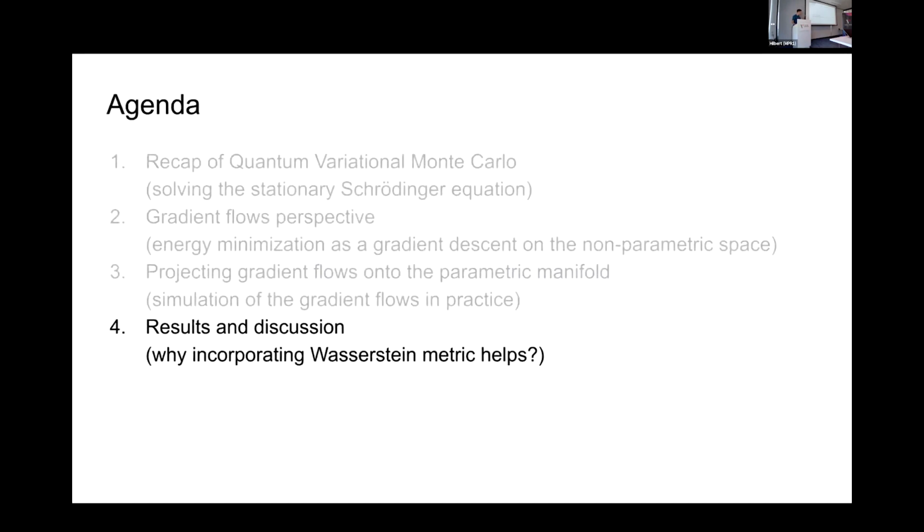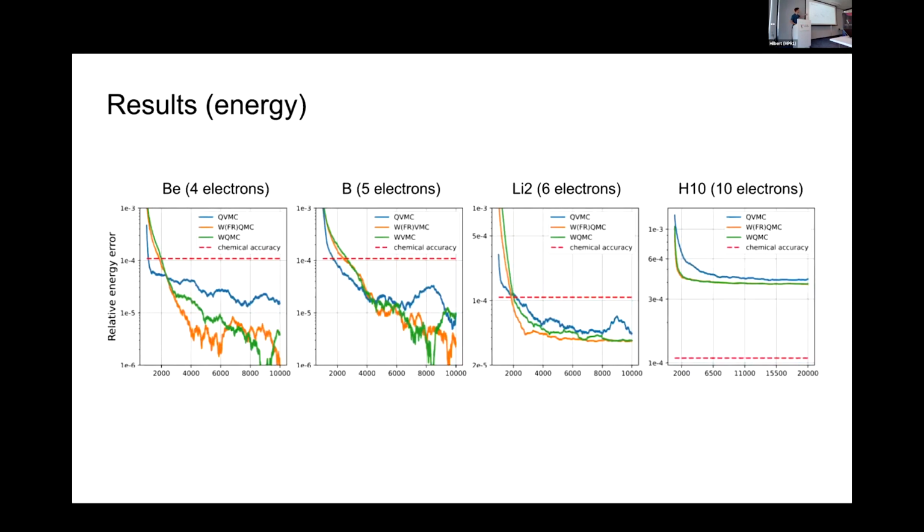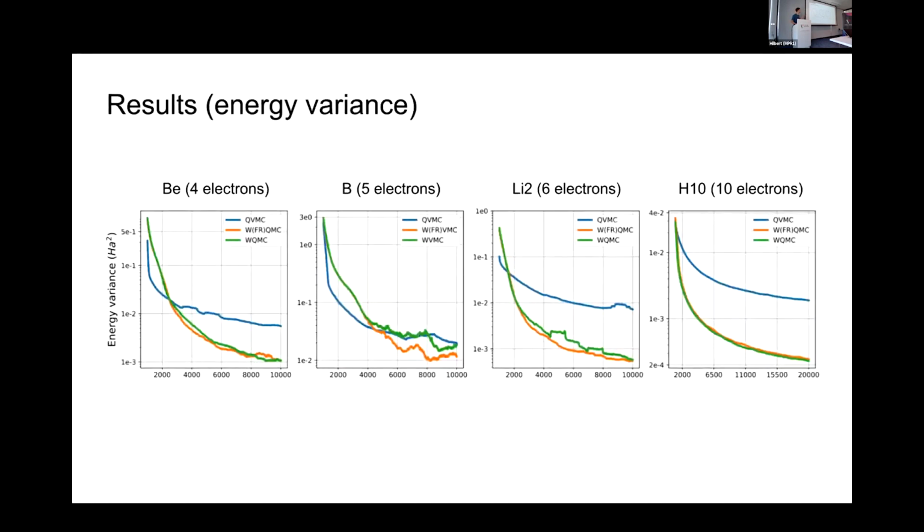And let's see what happens in practice if we just implement it. We just try and do it. So these are four different systems. This is energy, and the blue line is quantum variational Monte Carlo. Orange and green lines are our algorithms. And here, it's a bit better. But we know that the prediction of energy is not enough to get the right ground state. So we can take a look at the variance of the energy, because the local energy should be constant, right?